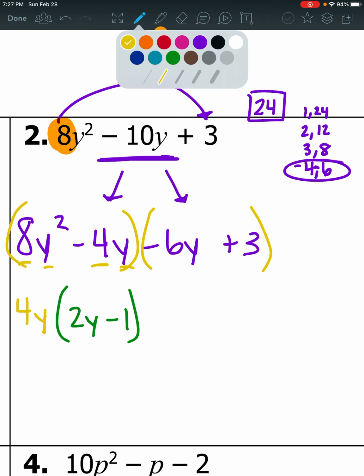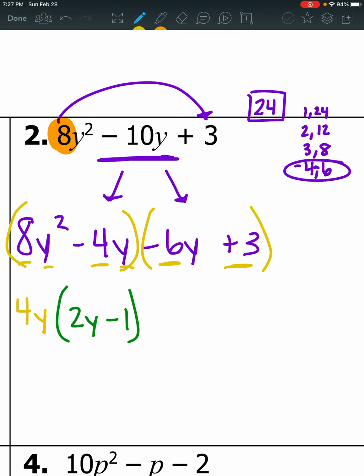Next step then, GCF of the second, so negative 6 and 3. So this is where if the first coefficient is negative, we're going to be pulling out a negative. Between 6 and 3, they have a GCF of 3, and they don't both have the y, so we can only pull out negative 3.